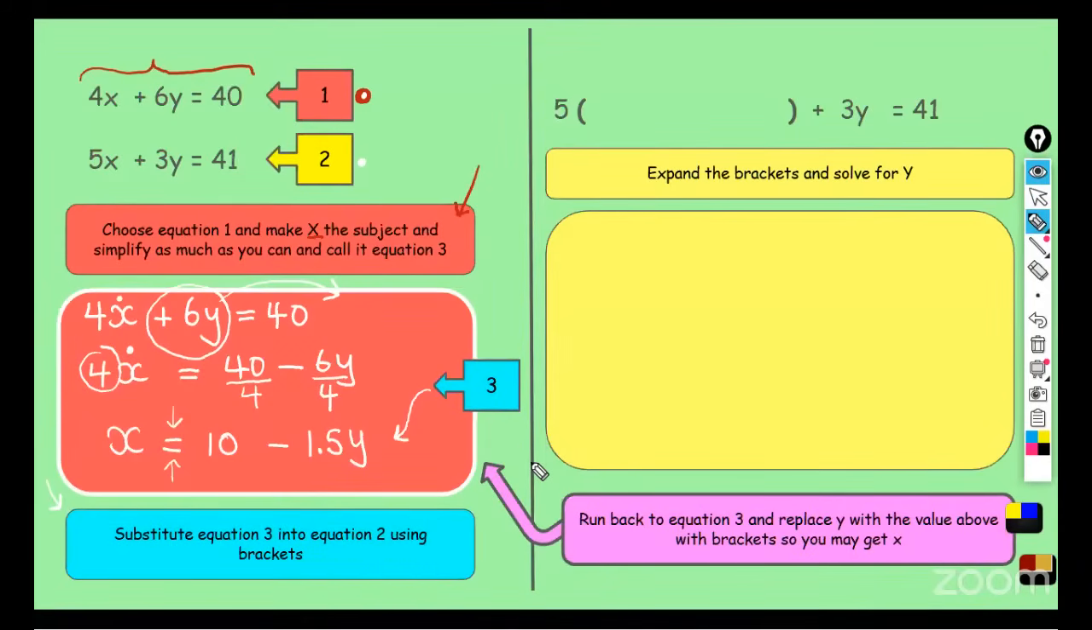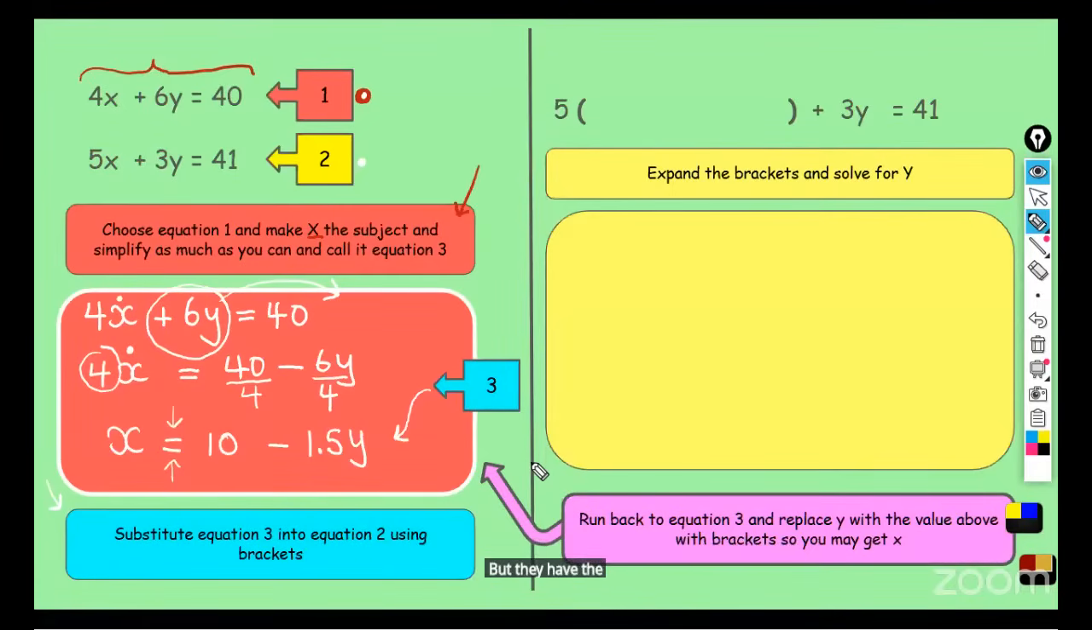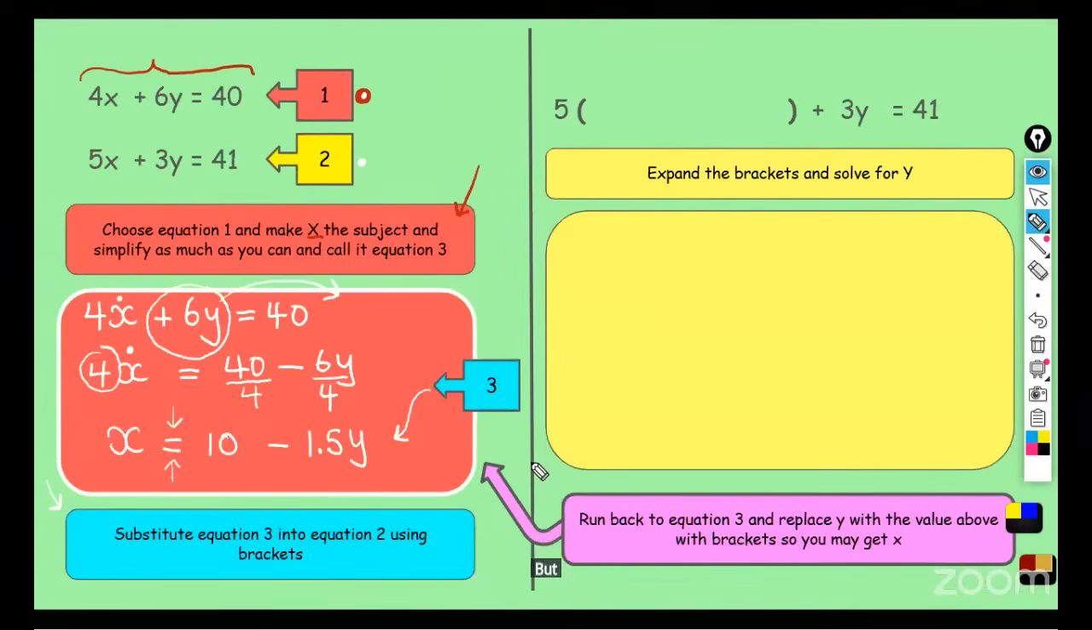Technically, you might be mad, but then I might explain myself. Technically, I didn't rob you, because 4.25 is the same thing as a dollar. So what are you complaining about? They look different, but they have the same value. You see what I did? I took the $1 and substituted it, replaced it with something looking different, 4.25, but it has the same value. In maths, it's the same concept.